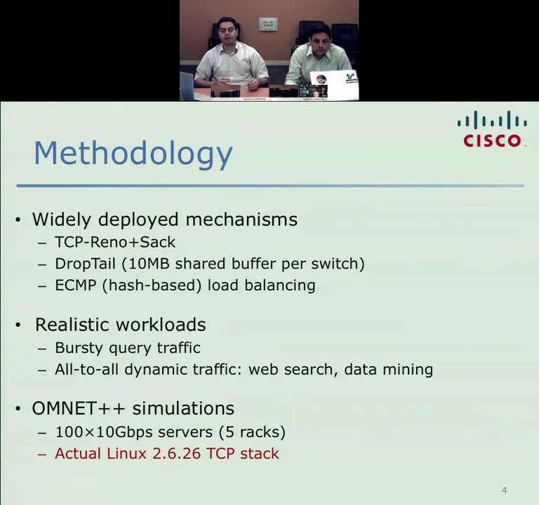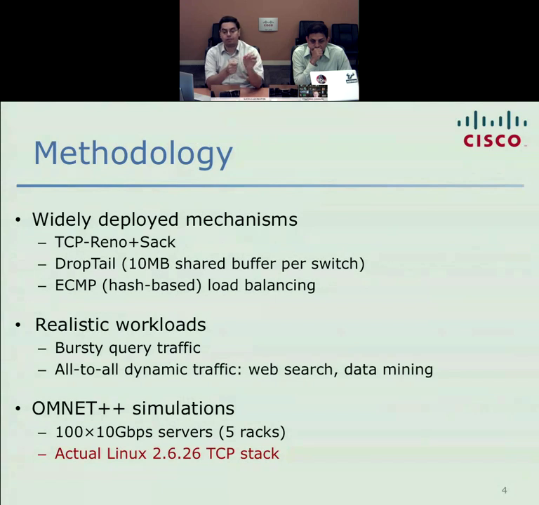In particular, we looked at papers that looked at a production data center supporting a web search application, as well as another data center that was supporting a data mining application. And to simulate these workloads, we use the OMNeT++ simulator, which is a packet level simulator. So we basically built this very detailed model of a leaf spine data center fabric with about 100 10 gigabit per second servers.